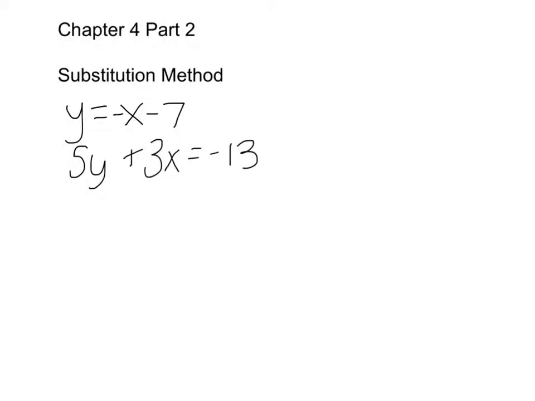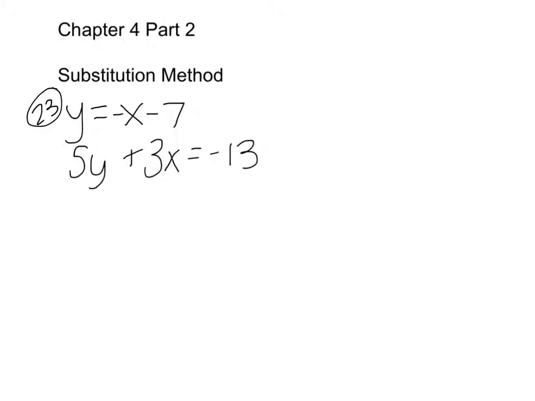In Chapter 4, Part 2, we are going to discuss the substitution method. And this is example 23 from page 11 in the note packet. So we are given two things. We are given y equals negative x minus 7 and 5y plus 3x equals negative 13.